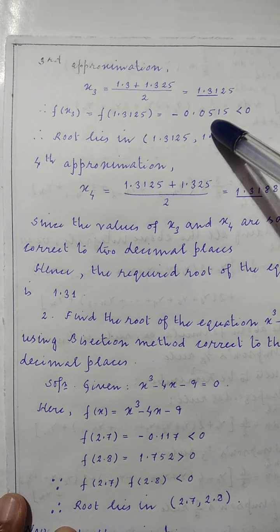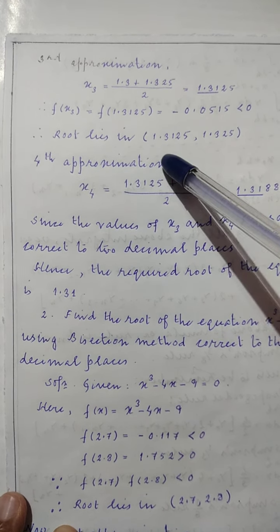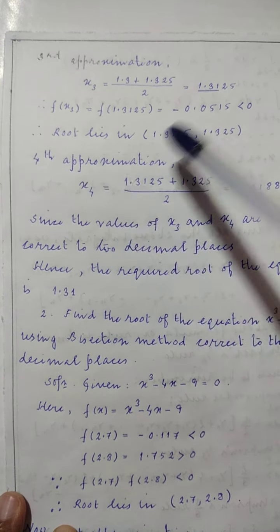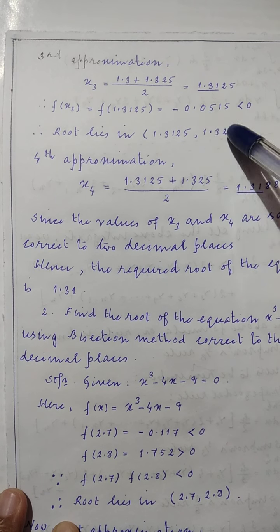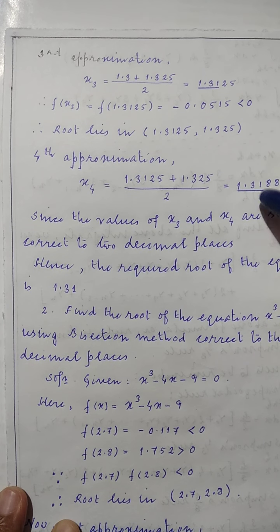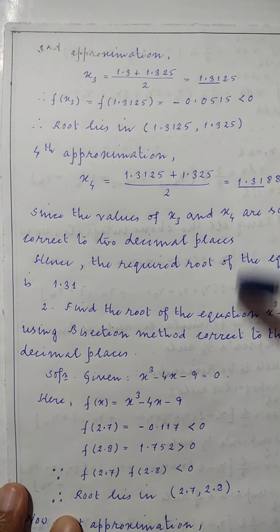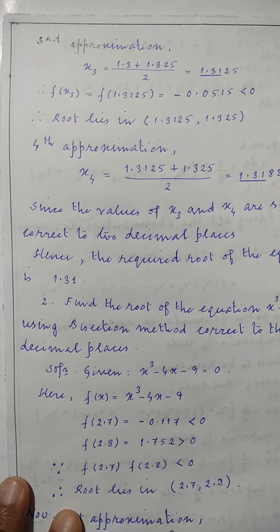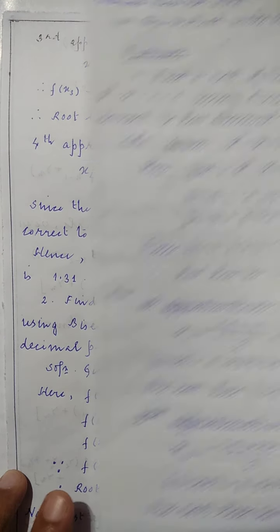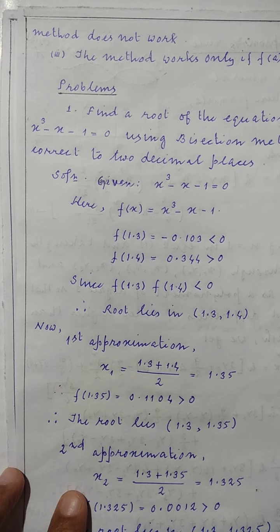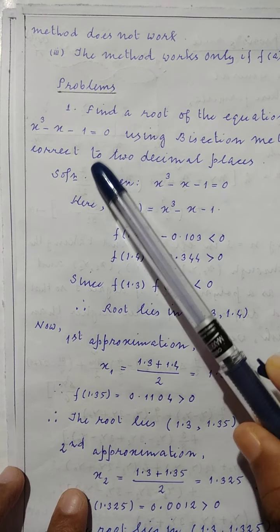So now we'll go to the next approximation, fourth approximation, x4. We can find it by adding these two values and dividing by 2. So you are getting 1.3188. So this way we have to continue the process. But here see, one condition is given. We have to find out the root of this equation using bisection method correct to 2 decimal places.